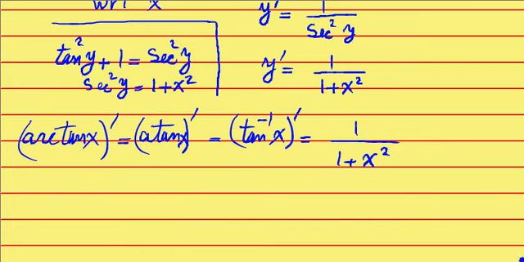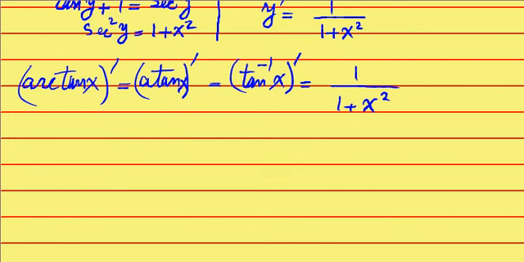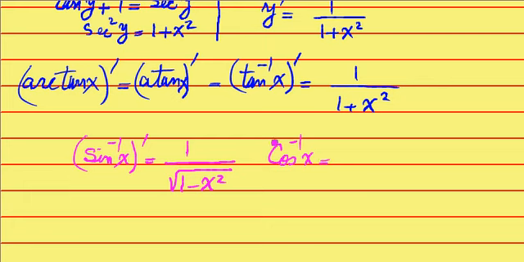Okay, we have discovered 3 basic formulas. Let's just quickly review what we had. We had the derivative of sine inverse, so 1 over the square root of 1 minus x squared. We had cosine inverse. It's going to be just the negative of this.